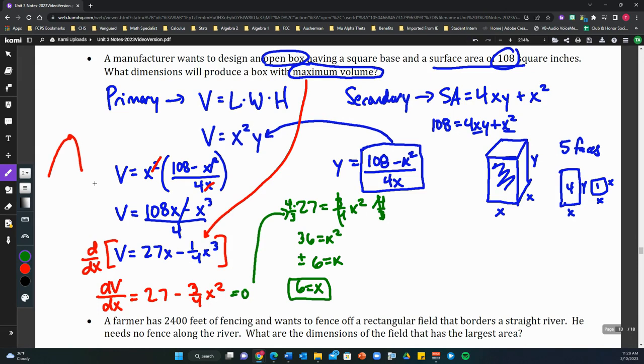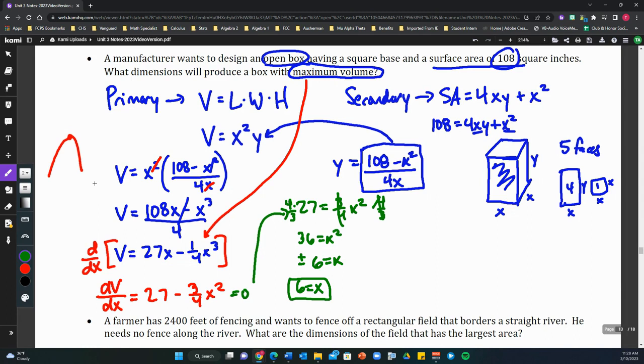Now, we only ended up with one critical number, so some people may just assume automatically that guarantees that this turns into a relative maximum. That is not always the case. It's not safe for us to just assume that. So we do still need to do some extra work to guarantee that this is the value of x that will produce a maximum volume.